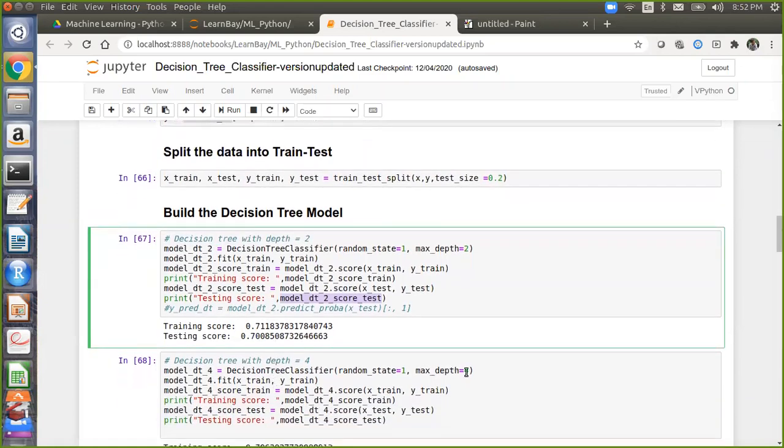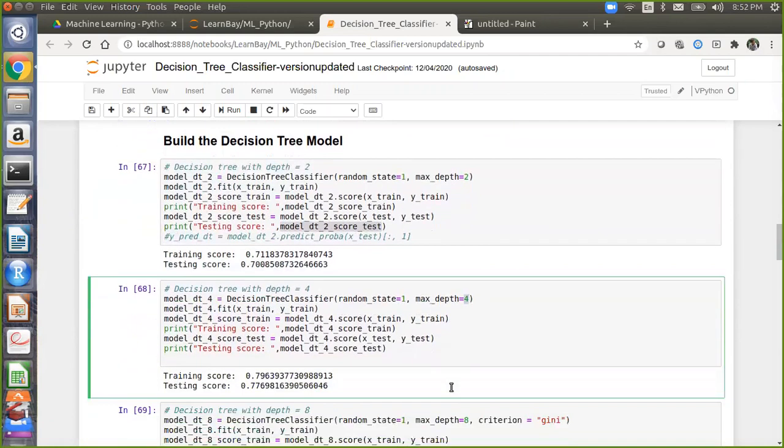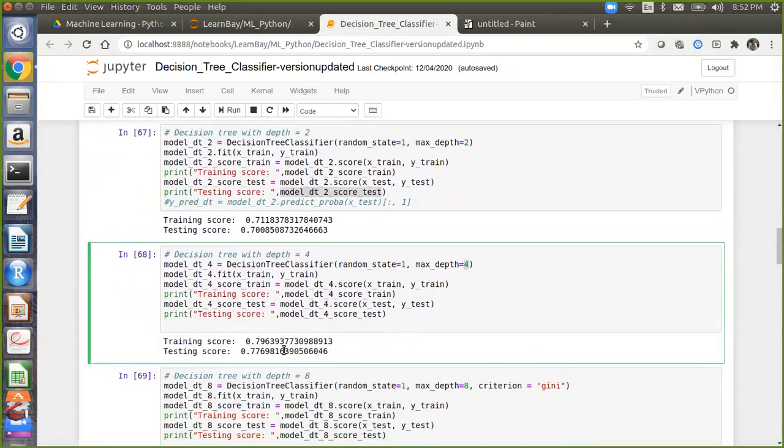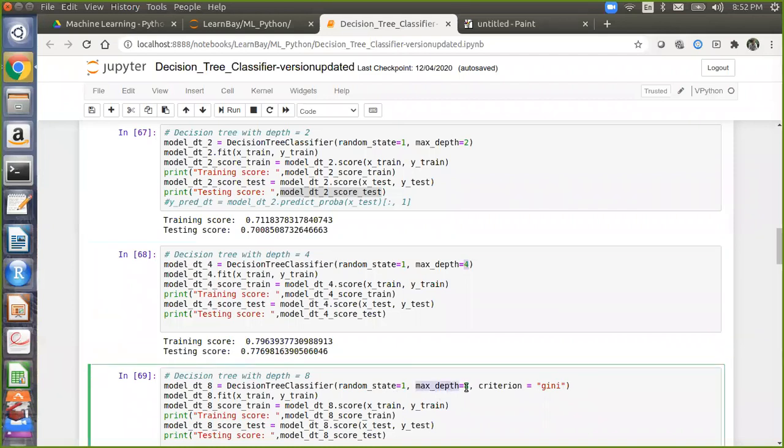I have increased max depth to 4. Now when max depth is equal to 4, my accuracy increased to 79 and 77%. Do I need cross validation? No, still I will not go with cross validation, the scores are almost similar. But do you see the difference when I do this hit and try with max depth? My accuracy is increasing. Now one more hit and try: max depth equal to 8, criteria equal to Gini.